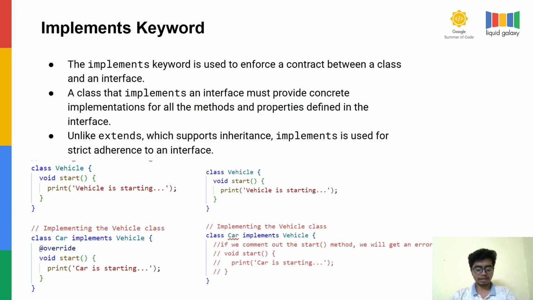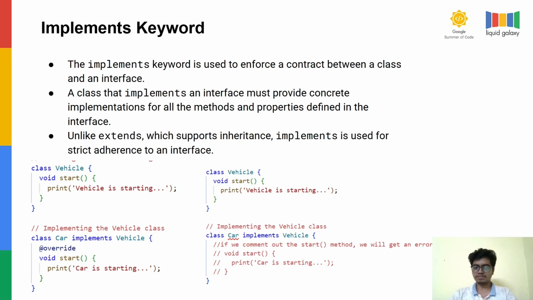Here there is only one start method, so it's overriding the start method, which is printing car is starting. But on the right side of the code, again I have created a class named vehicle, and I'm implementing the vehicle class in the car class. But I haven't overridden the method of the vehicle class in this code. So if I try to run this code, it will give an error. The rightmost code will give the error, but the leftmost code will not. It will work fine.